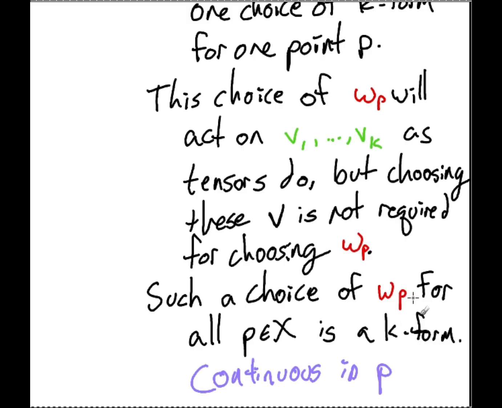I might have specified that earlier, but for P and Q close together, omega sub P and omega sub Q should, if we map the tangent vectors to each other, give us similar values out. This should be continuous. And that's differential forms.